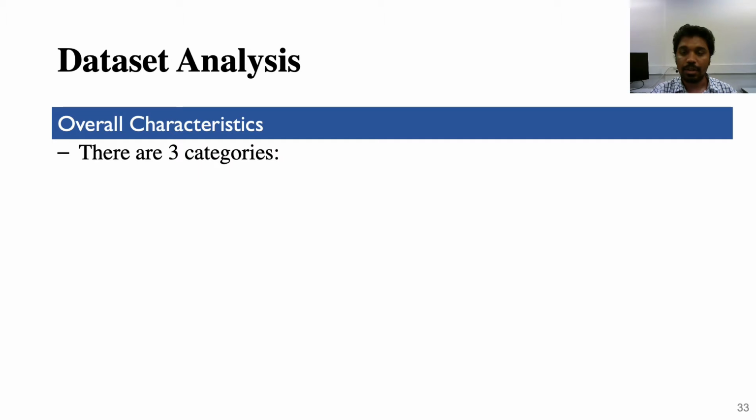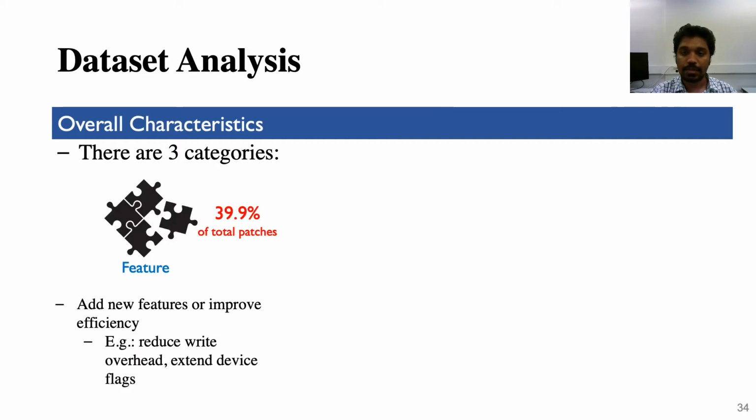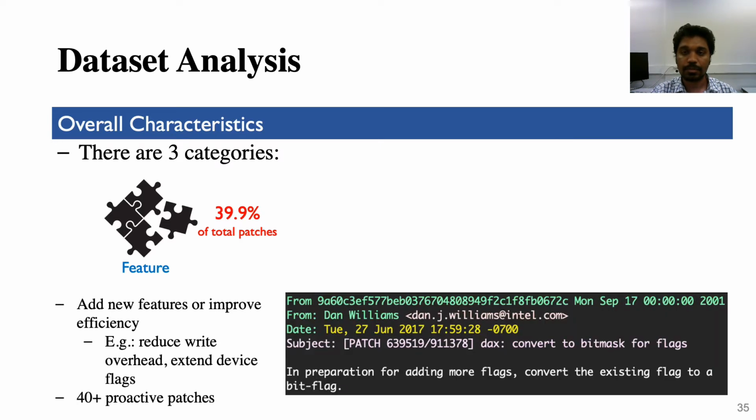We first classify all patches into 3 categories. First, the dominant category of patches are related to feature. These include adding new PM features and improving efficiency. Feature patches contribute to about 40% of our dataset. Interestingly, we find that more than 40 feature patches are proactive. That is, they were added to support PM features in the near future. For example, the developers extend existing flags to bit flags so as to support additional DAX flags.